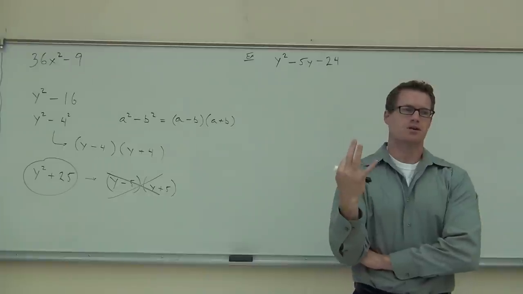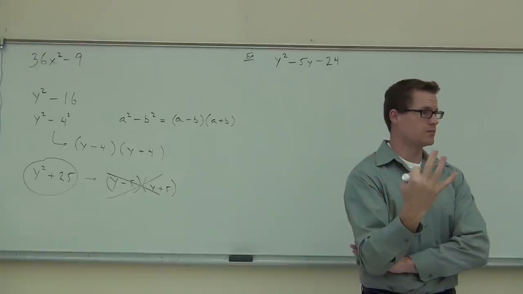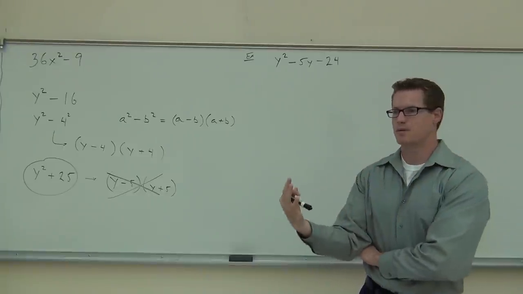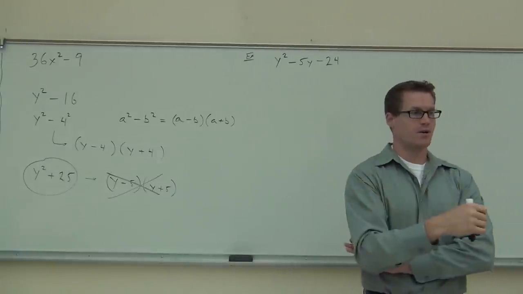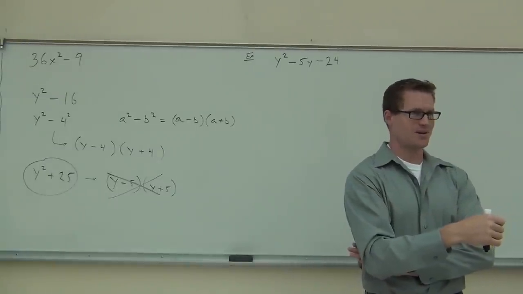If you have three terms, there's really only one thing we can do. We can use what's called the diamond method. You may have heard of this something else before. I'm going to show you how to do the diamond method. Are you ready for this? Are you sure you're ready? Nod your head if you're ready.